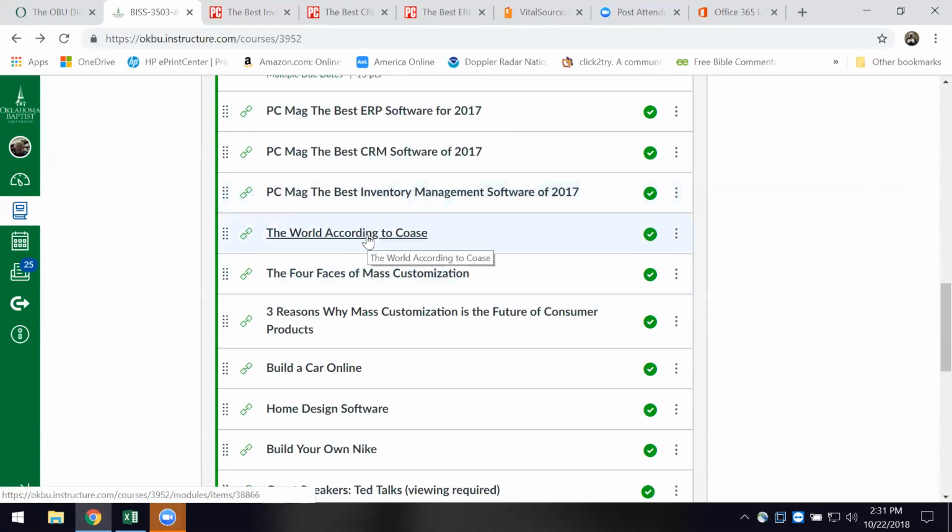How many of you have ever heard of Coase's law, C-O-A-S-E? Coase's law. Never heard of it? Not coleslaw, but Coase's law. Let's take a look at it for a second.